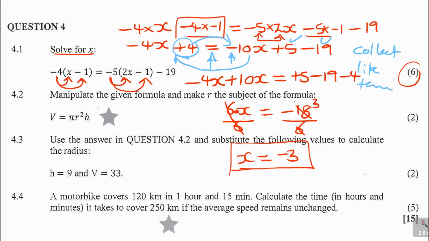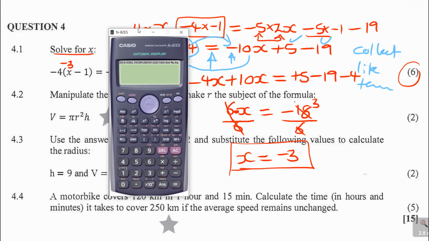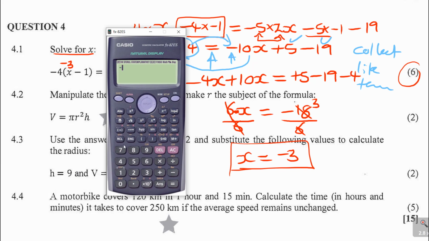Now, testing is important here. What you do, you put your minus 3 here, and then you check if your answer is balancing. So you bring a calculator again and say, if I'm to put a minus 3 here, will the left hand side balance with the right hand side? Let's start here to say minus 4 bracket, remember where there is x you put minus 3, negative 3 minus 1. Remember, say negative, not minus 3. You get 16 on the left hand side.